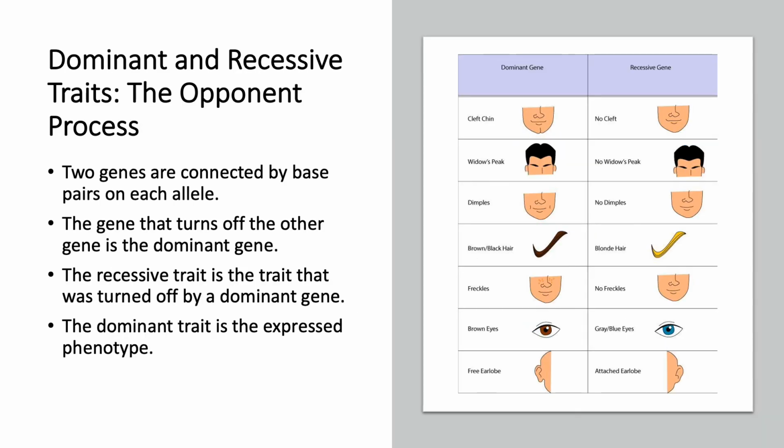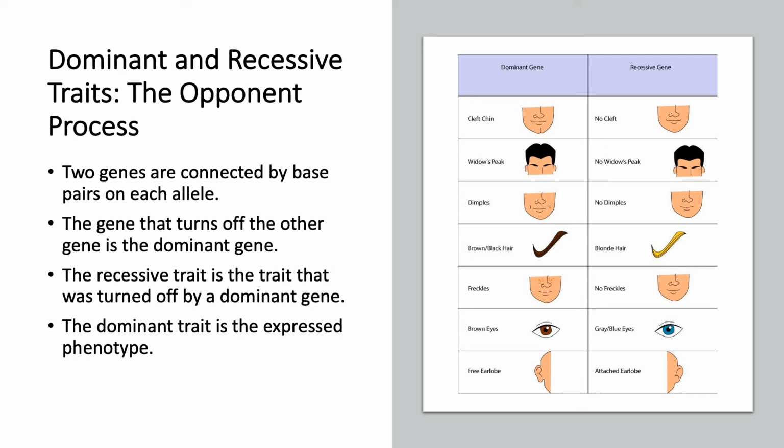So the question is, when you have 2 genes bound together by base pairs and an allele on a chromosomal strand, which one expresses? This is where you see a process that is duplicated in other parts of the body, actually, in other systems, and that's called the opponent process. What happens is that one of the genes will have the capacity to turn off the expression of the other gene, either turn it off completely or partially turn it off.